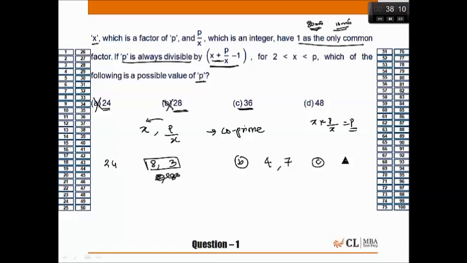36. 9 times 4 is 36. Any other way? No. 9 times 4 is 36. 9 plus 4 is 13. 13 minus 1 is 12. 36 is divisible by 12. So C. Okay, one knocked off.